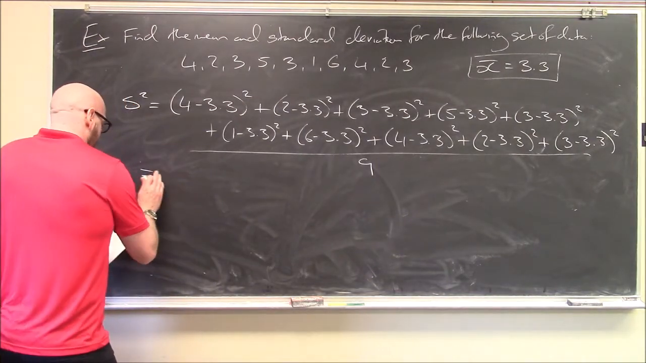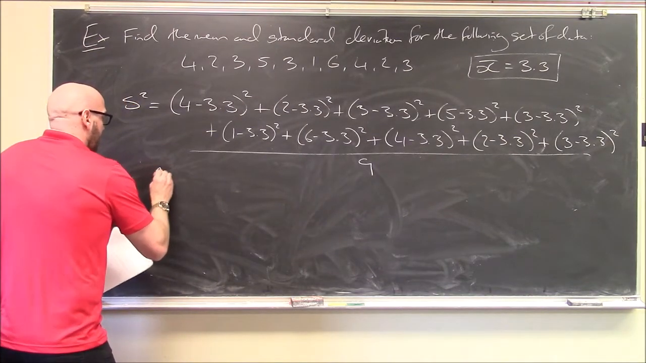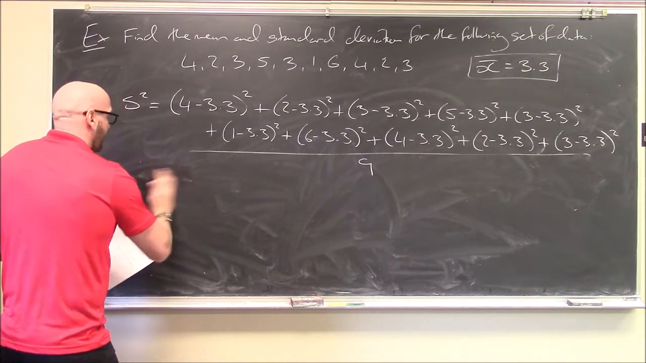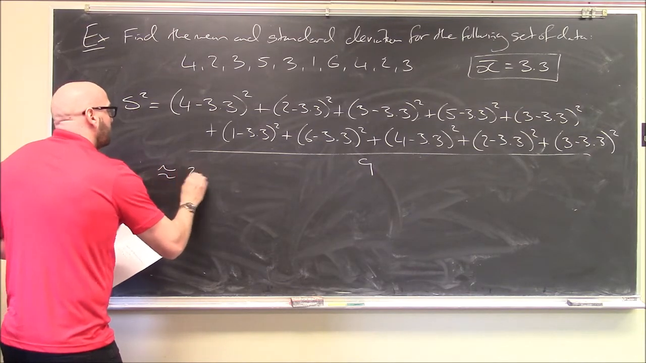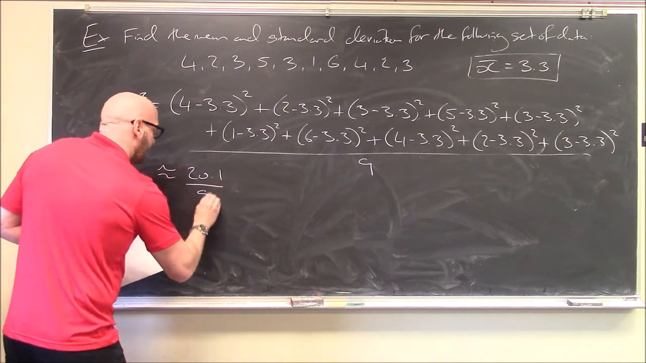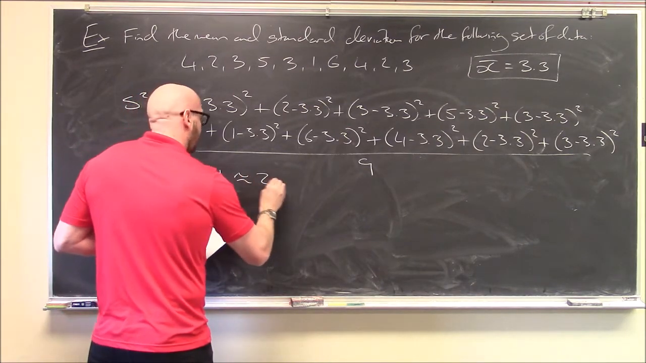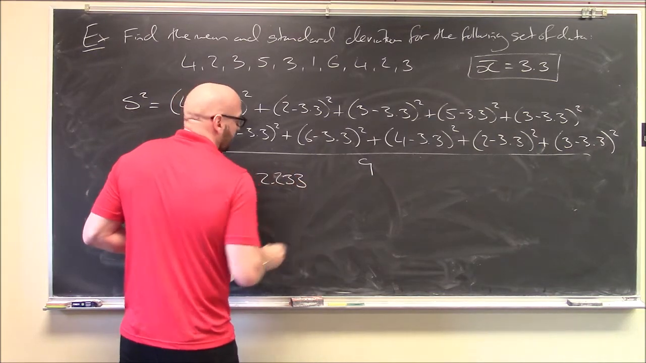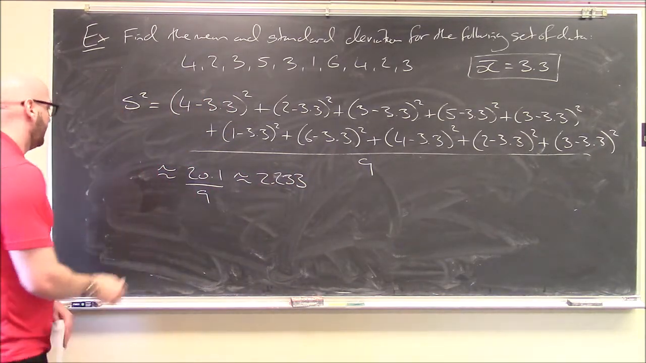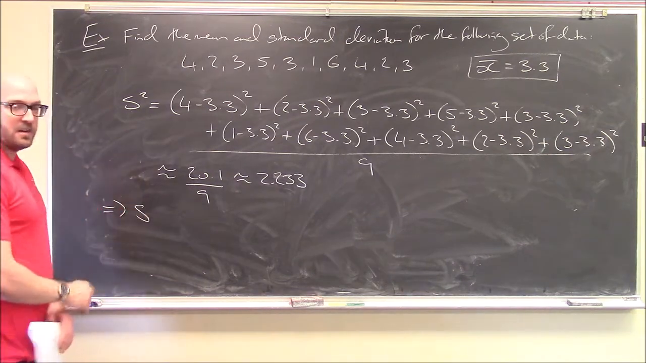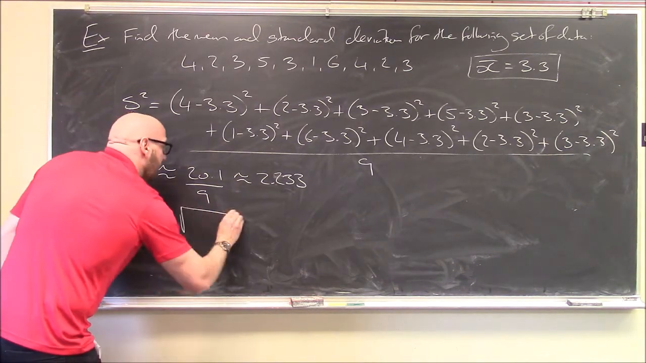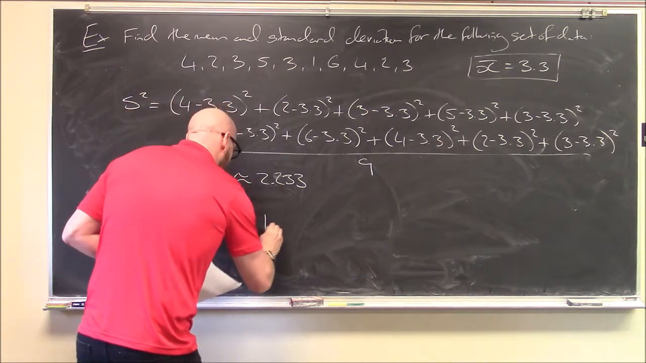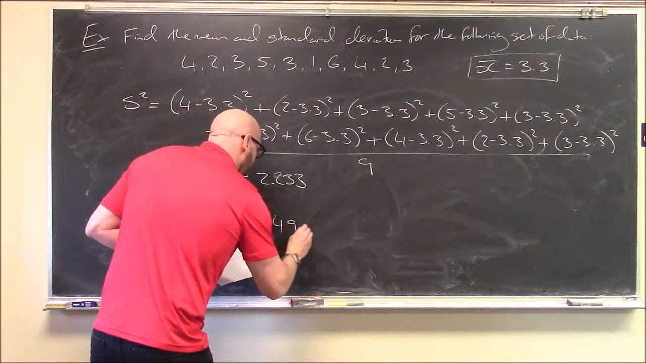I get that this is about 20.1 over 9, which is about 2.233, and we'll just go to 3 decimal places. Alright, so our standard deviation is the square root of this, square root of 2.233, and that is about 1.494.